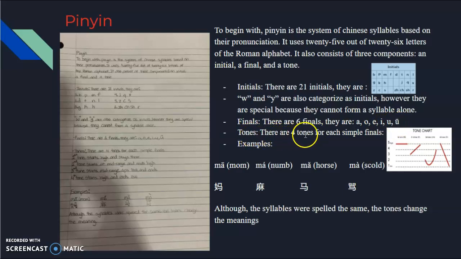Tones. There are 4 tones for each simple final. Examples: ma, ma, ma, ma. Although the syllables were spelled the same, the tone changed the meaning.